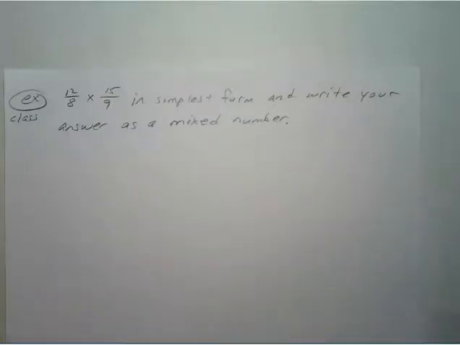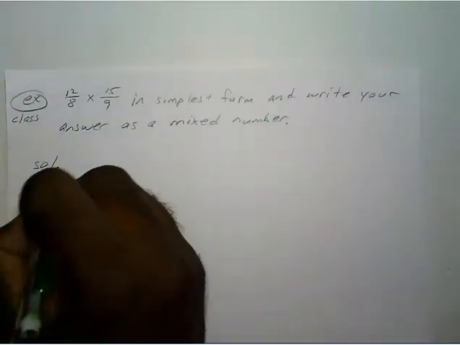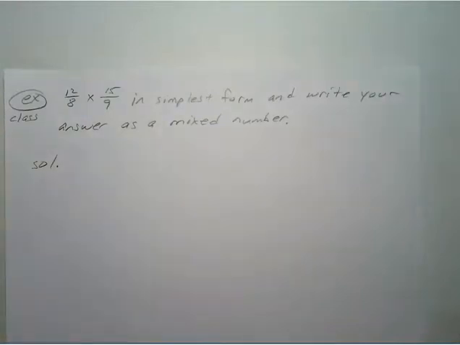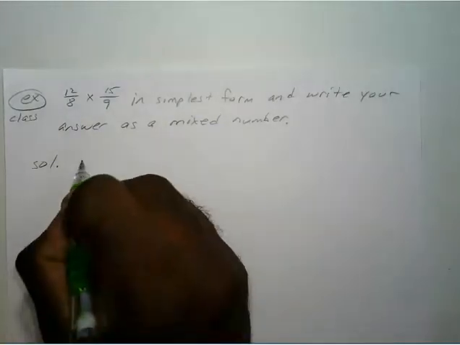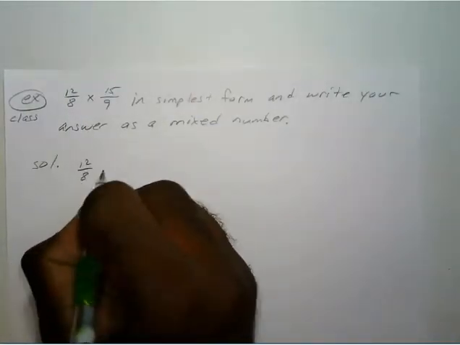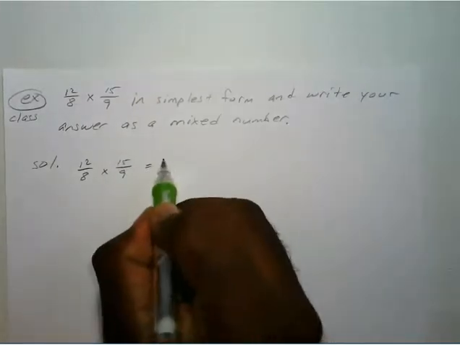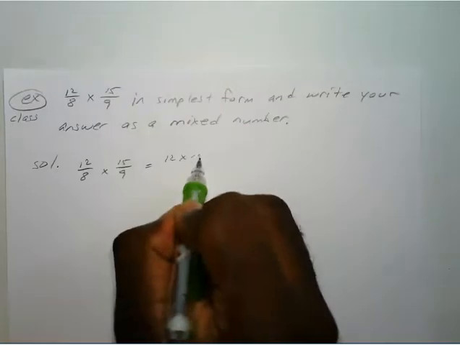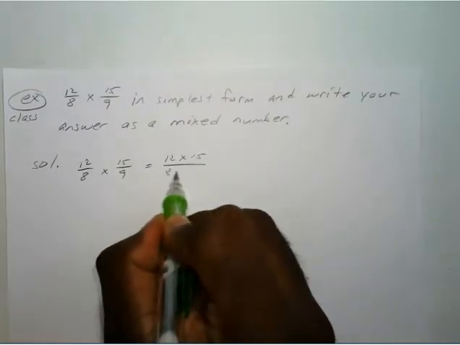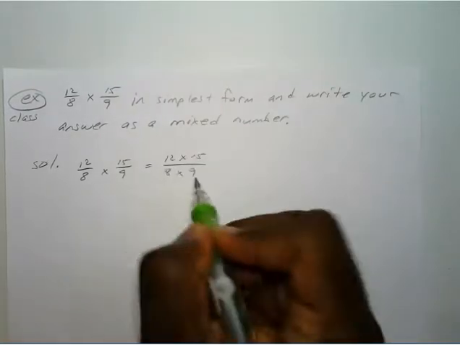Alright, so I'm assuming you've pressed pause and you've solved this one. So once again, we're going to verify your answer. Okay, so you have 12 over 8 times 15 over 9, which is 12 times 15 over 8 times 9.